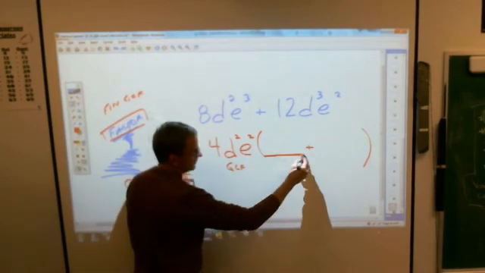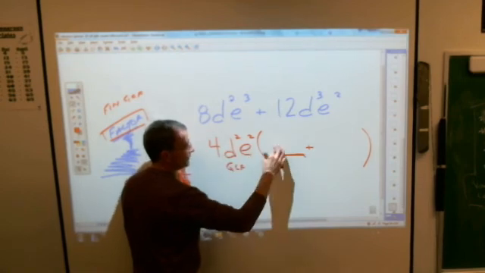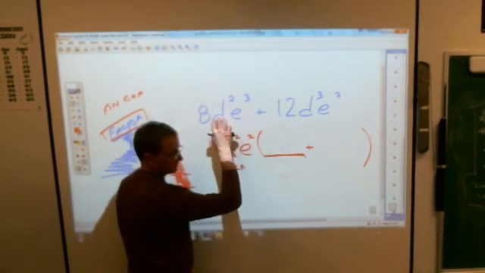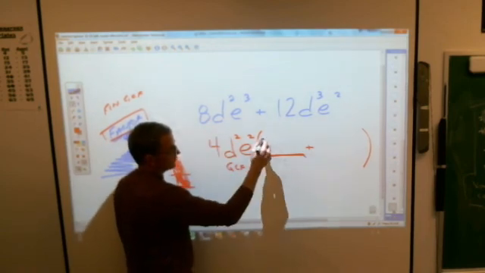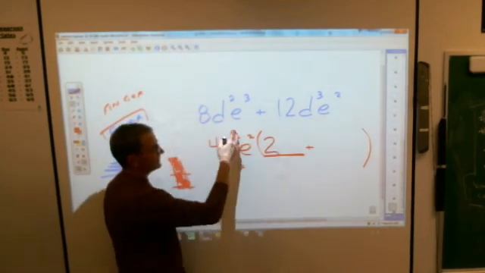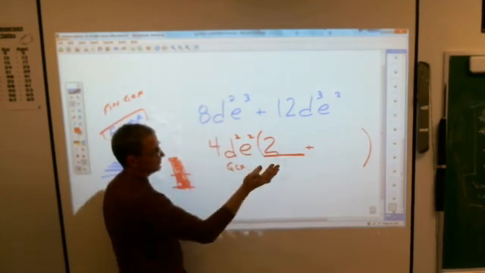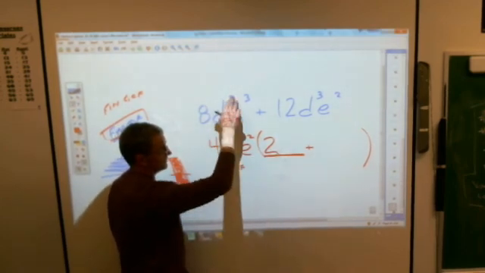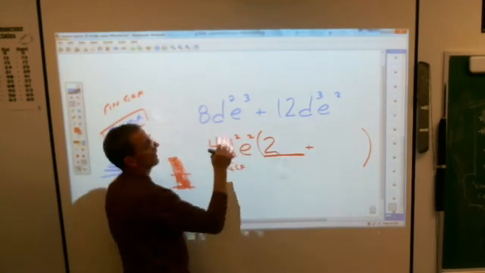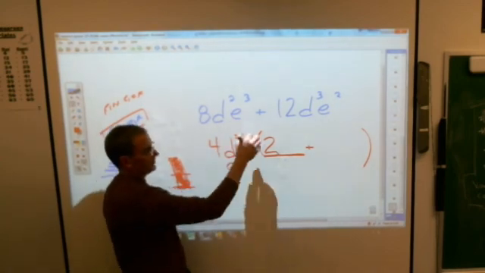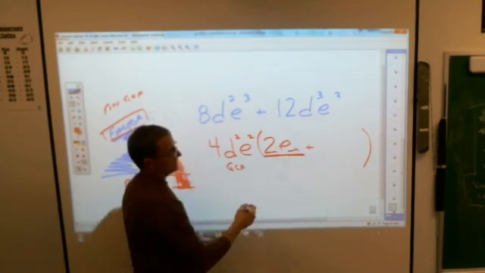The thing you put here is what, when you multiply these together, gives you this. So 4 times what gives me 8? That's 2. The d squareds are already there. This has 2 d's, that has 2 d's. If I put another d there, that would make this d cubed, and it's not. To go from e squared to e cubed, I need one more e.